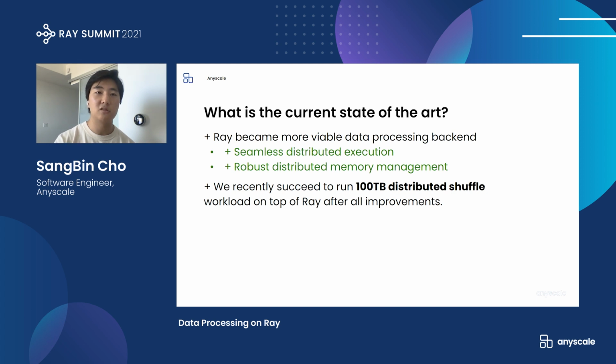And now, as another note, we recently succeeded in running a 100 terabyte distributed shuffle on top of Ray after all the improvements. And we are now planning to improve the actual sort and see how much performance we can demonstrate from there.